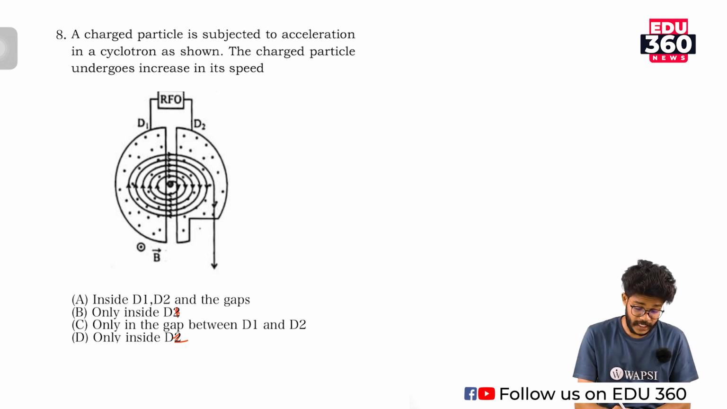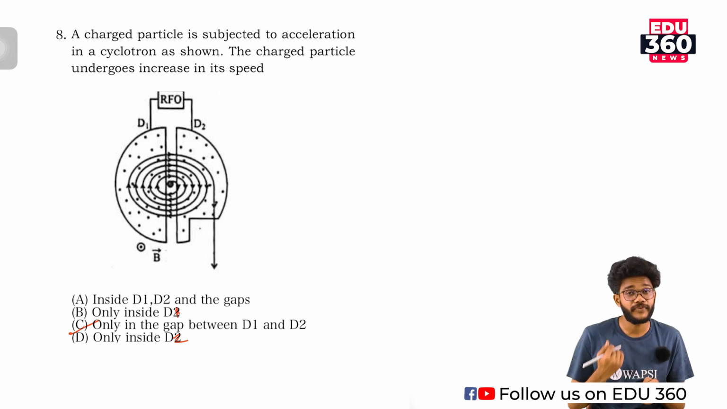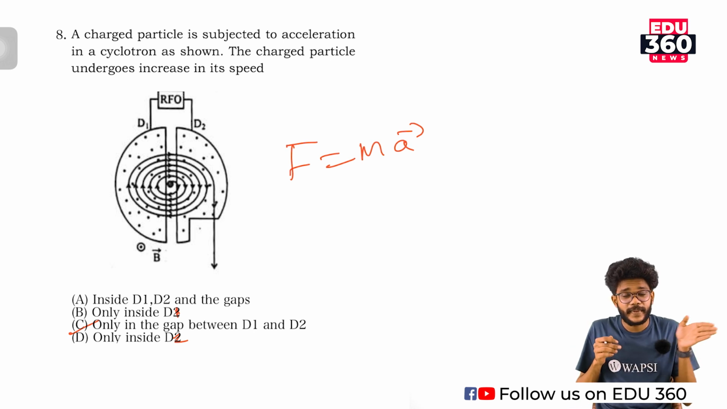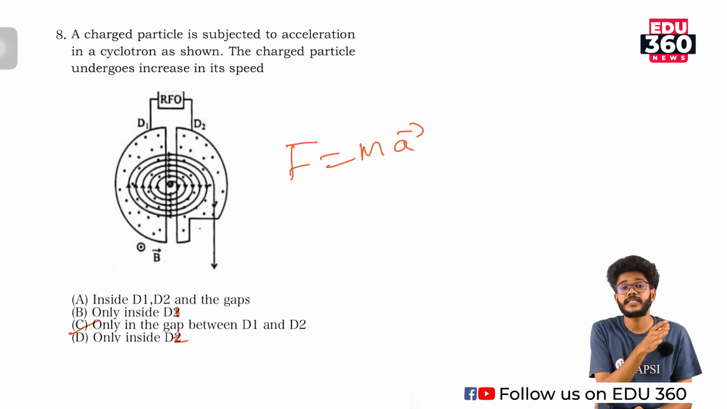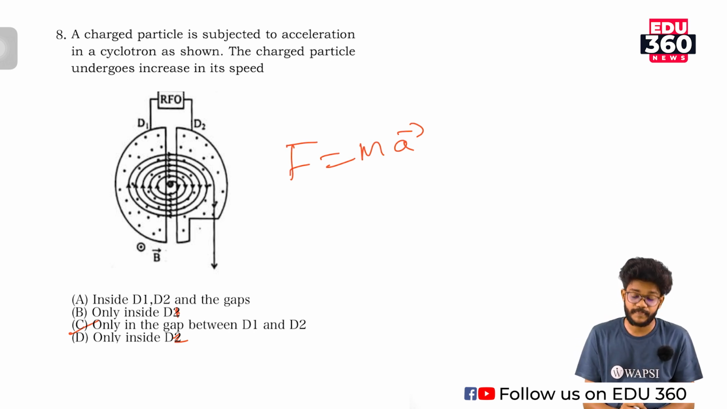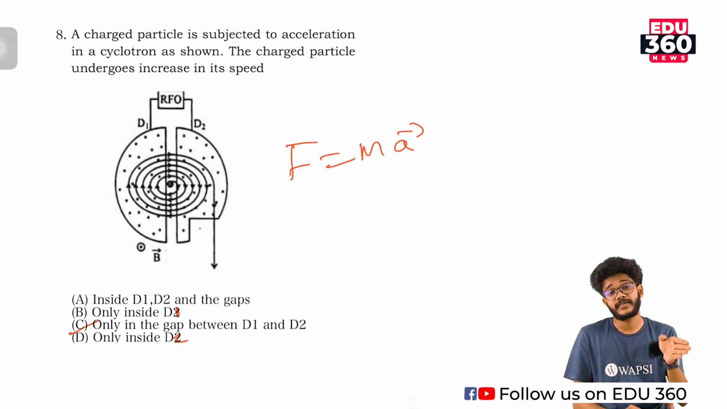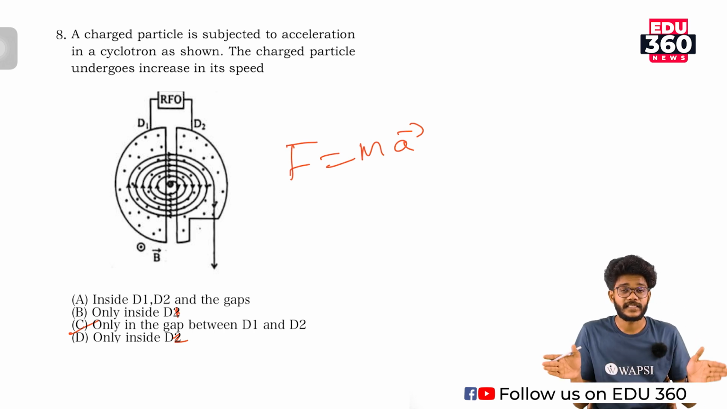Only in the gap between d1 and d2, because the electric field is acting and gives a force. Force means F is equal to ma. That means the electric field is giving an acceleration in the time between these gaps. So acceleration is acting between this gap, so the velocity is increased. The charged particle undergoes an increase in its speed, because acceleration is acting in the center part, and acceleration means rate of change of velocity, so velocity is increasing between the D's.